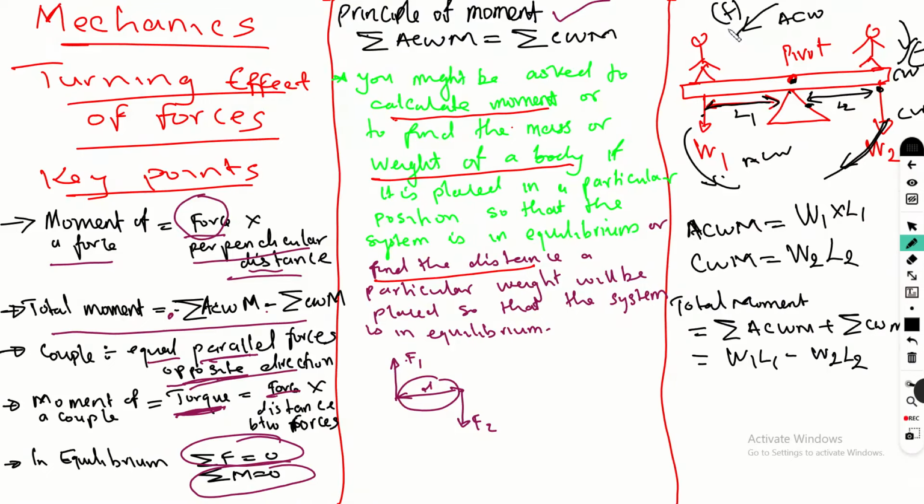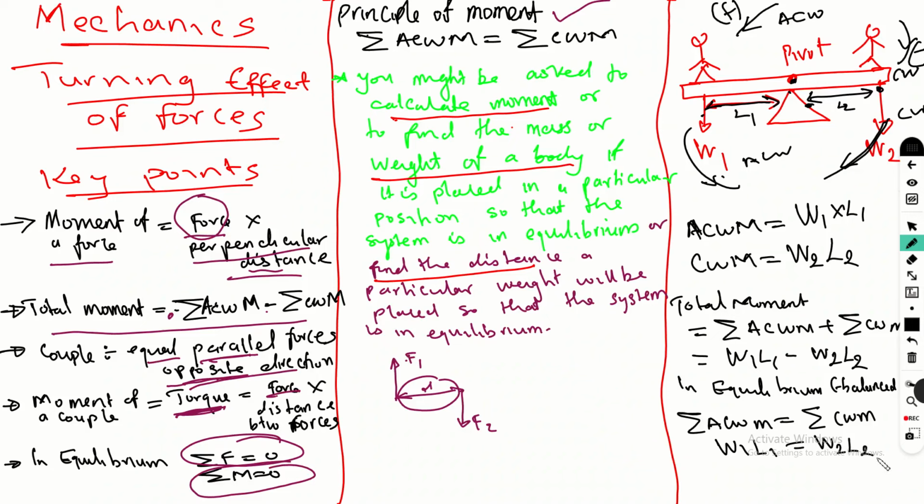But if they are in equilibrium, it will tell you that the system is in equilibrium or balanced. They will have the sum of the anti-clockwise moments equal to the sum of the clockwise moments. That's what it means that W1 L1 will be equal to W2 L2. So that's what you're going to do if they are in equilibrium, right?